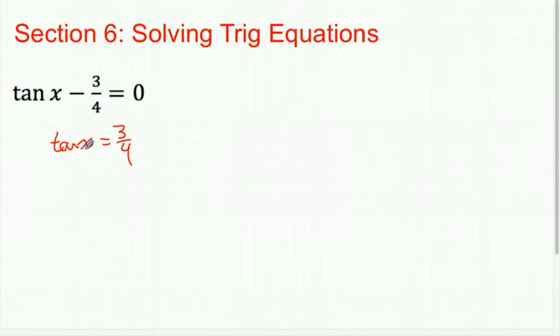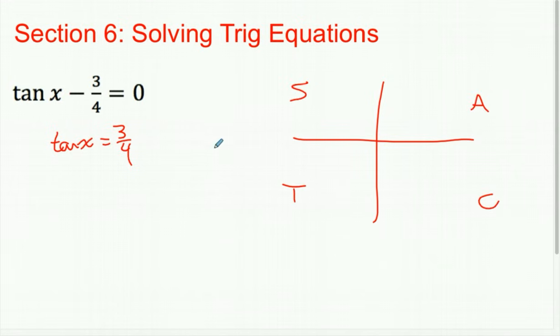And then in order to isolate x, since we have the ratio and we want the angle, we're going to get two answers. Remember CAST rule, C-A-S-T. We have a positive tan ratio. Tan's positive here and here. So we're going to get an answer in both of those spots.